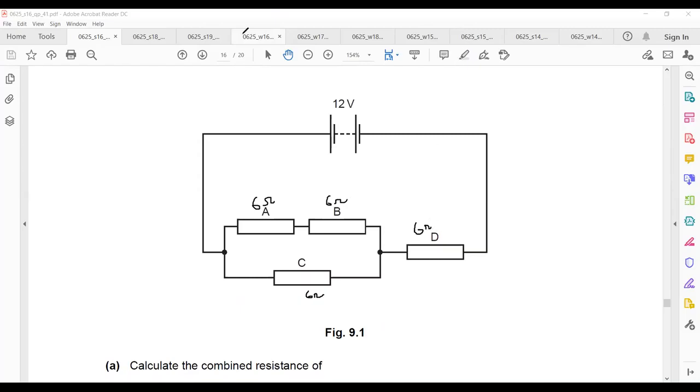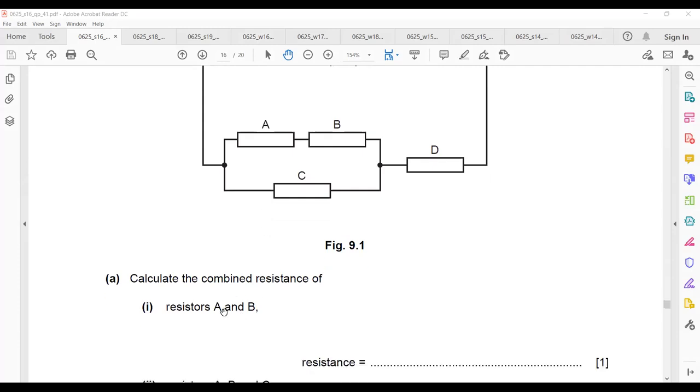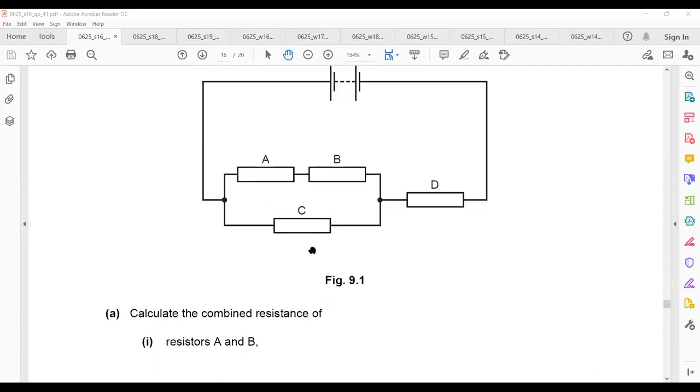Now in the question, calculate the combined resistance of A and B. A and B, how are they connected, series or parallel? How are A and B connected?